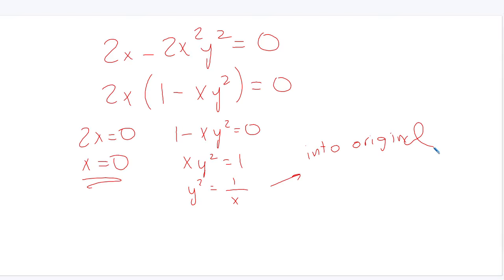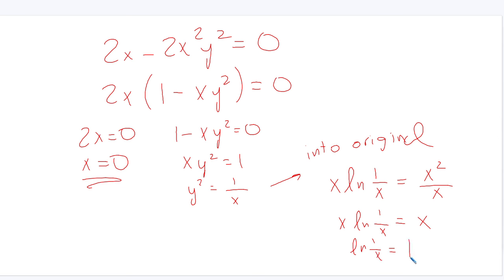We're going to get our x, ln y squared will be ln 1 over x. And then it's going to equal, it was x squared times y squared, so that'll be x squared times 1 over x. So we end up with x ln 1 over x is equal to x. Well, if I just divide both sides of that by x, we end up with ln 1 over x is equal to 1.